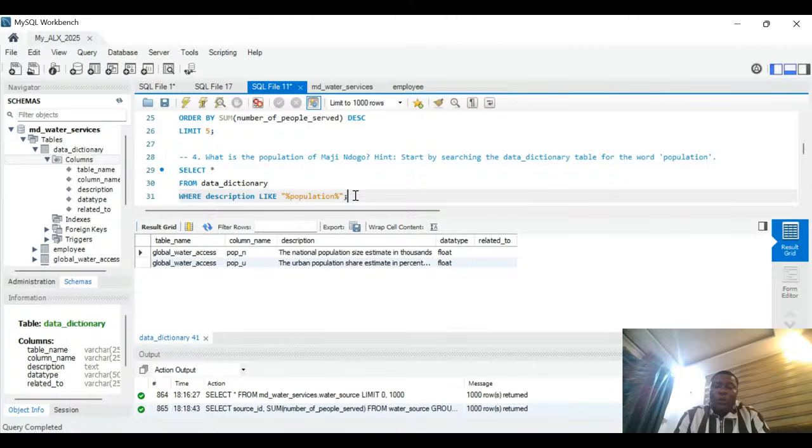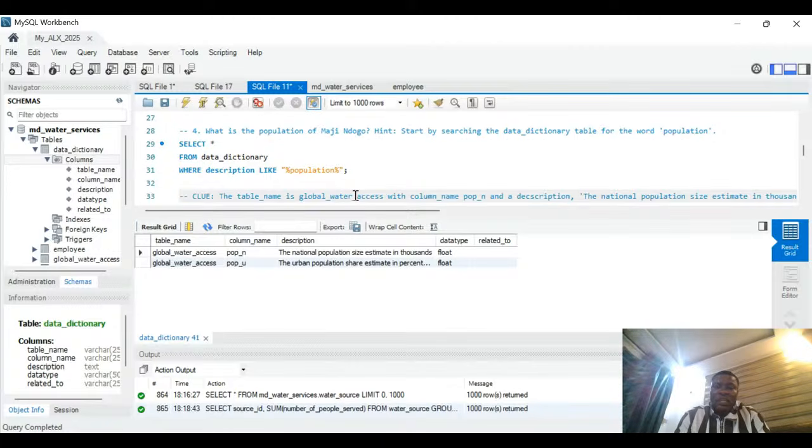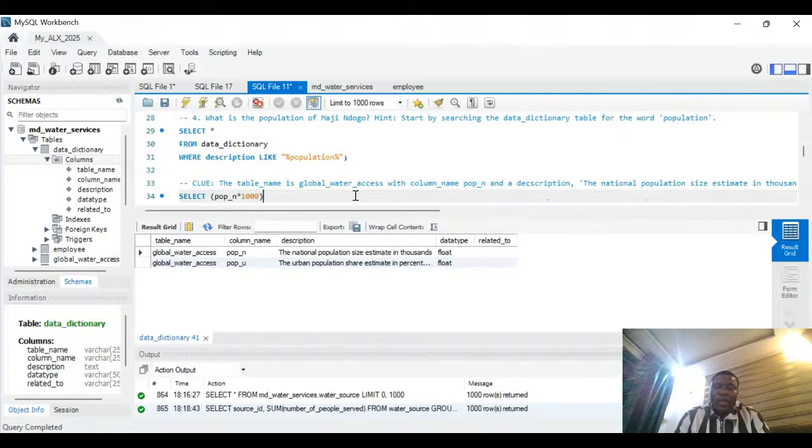We know where we are sending our query or which of the tables we are going to query. So like I said already, the table name is Global Water Access with the column name pop_n, a description that is the national population size estimate in thousands. Let's pay attention. They say the national population is estimated in thousands.